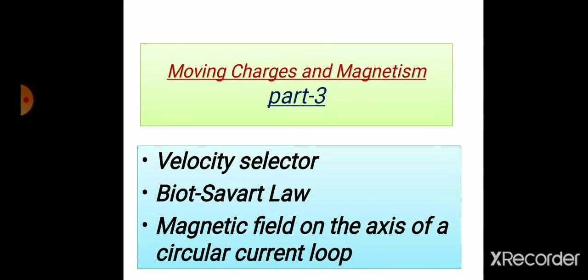In this module, we will be discussing the velocity selector, Biot-Savart law, and the magnetic field on the axis of a circular current loop.